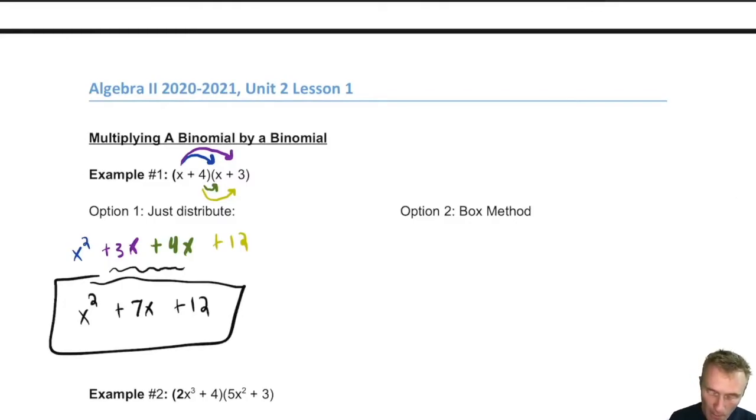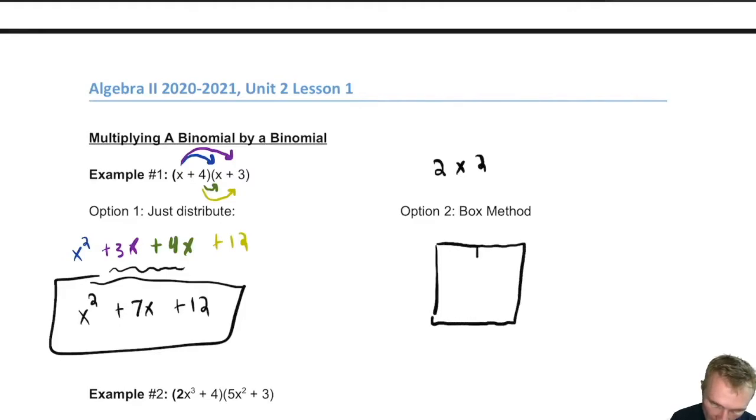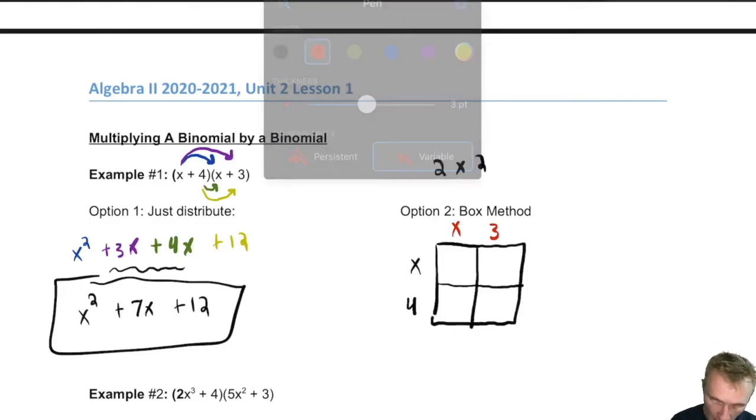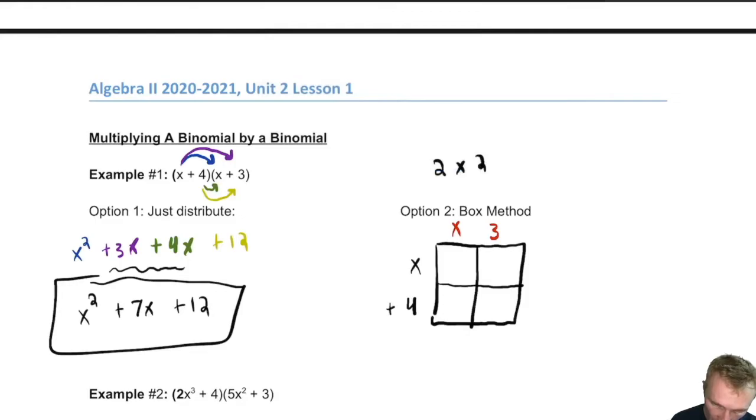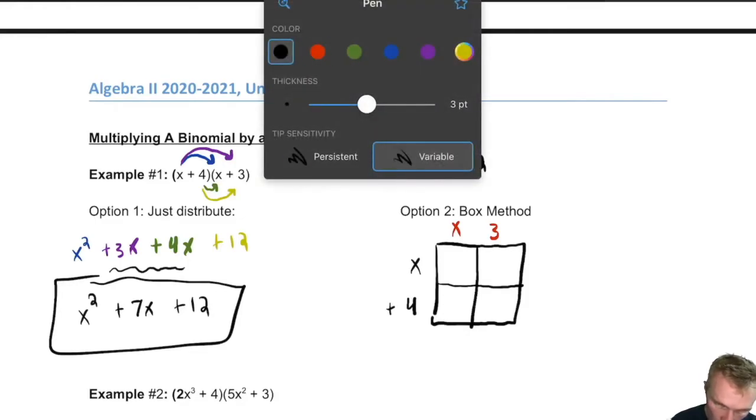In this case, we have a binomial times a binomial. We need a 2 by 2 box. So I'm going to draw myself a little box here. There is nothing different about this math. It is just an optional organizational technique if you like it. On the one hand, we have x and 4. On the other, we have x and 3. And so what we're going to do, this is x plus 4 and x plus 3. That's all that's happening here. It might be a little clearer if I write it like this. X plus 4 and x plus 3. It's just a way to keep yourself organized.